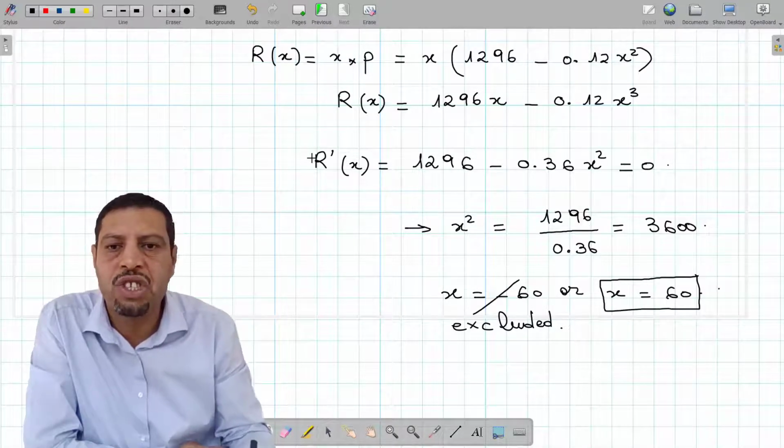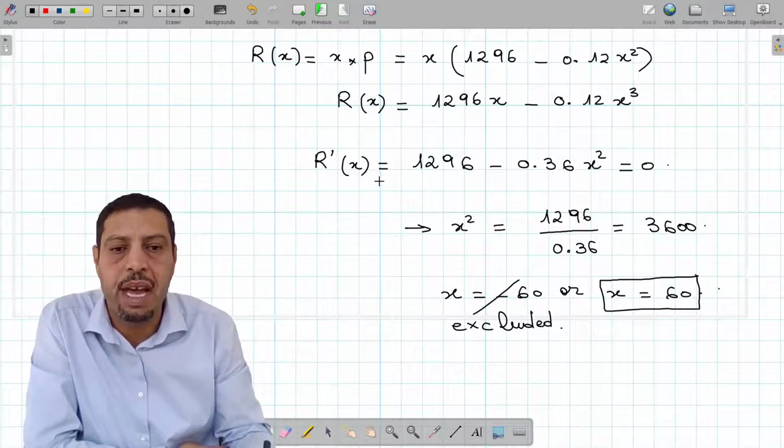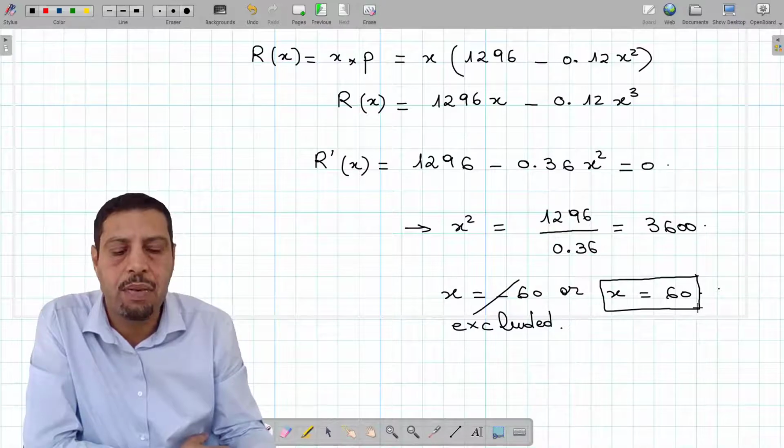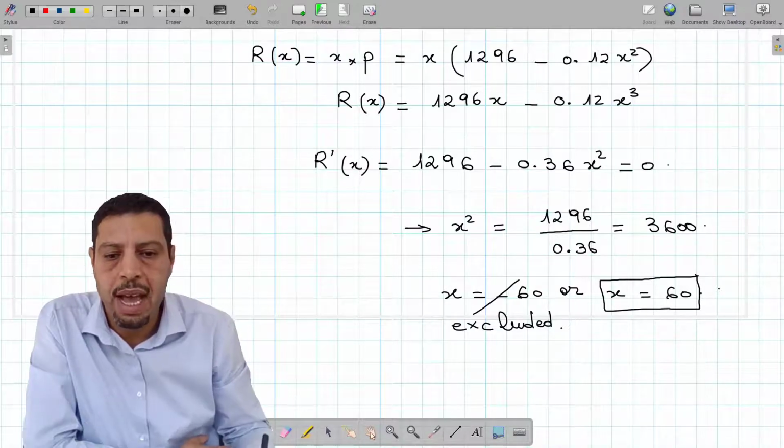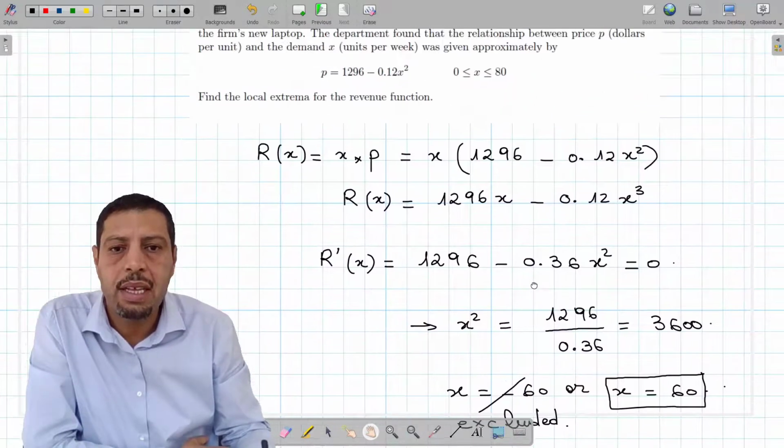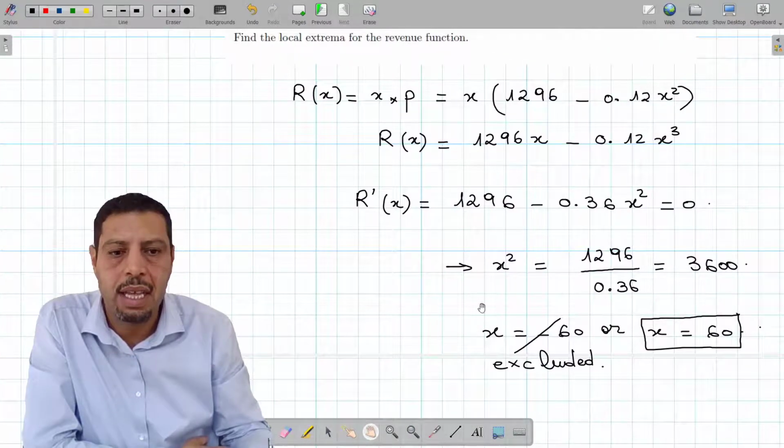Now, let's check if there is a point where R of X is defined and R prime of X is not defined. No, because both are polynomial functions, so they are defined everywhere. So the only critical point is X equals 60, okay? Now, we're gonna check that at this point we have a local extrema.